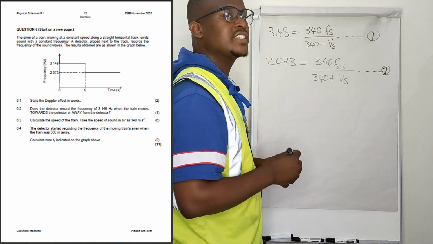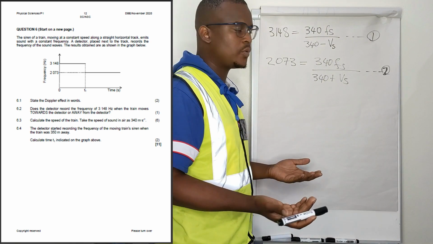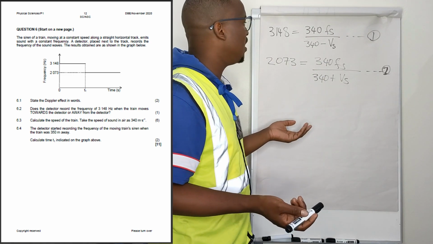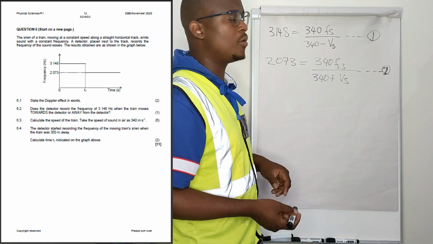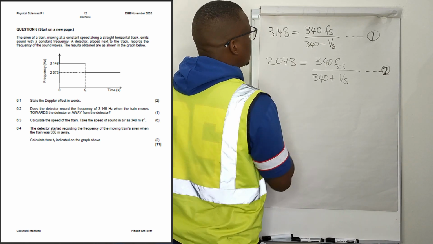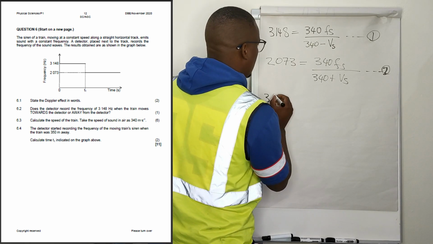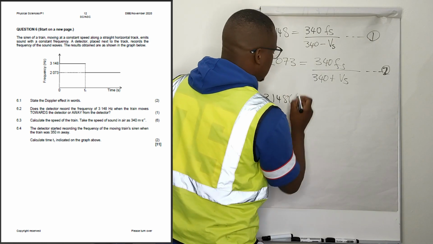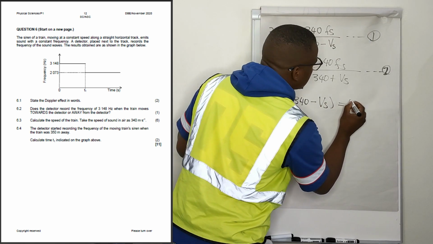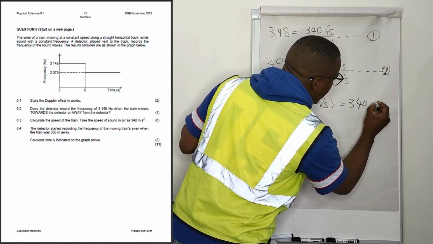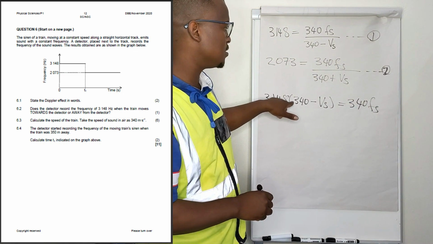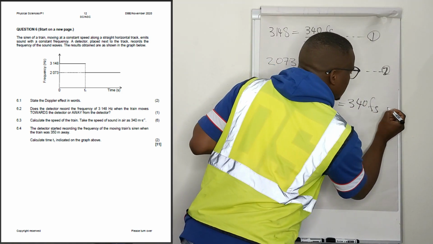So like you do when solving simultaneous equations, you'll find the third equation from this one or from this one, whichever that you prefer. So let's find the third equation from the first one. We say, okay, cross multiply this times that, you're going to have 3148 times this bracket here, 340 minus Vs, is equal to 340 Fs. So you have your 340 Fs equal to this, which means now this is your third equation.